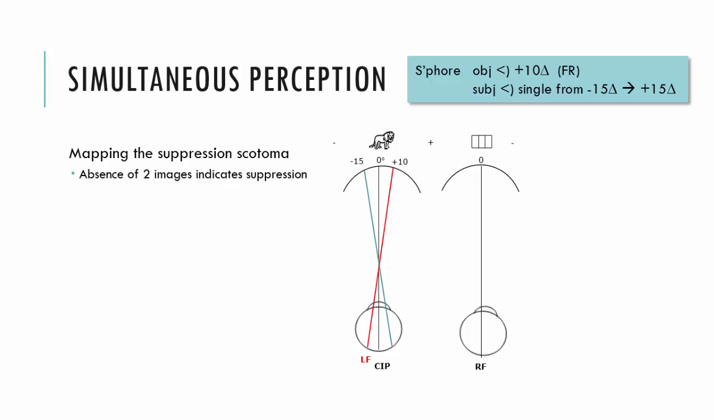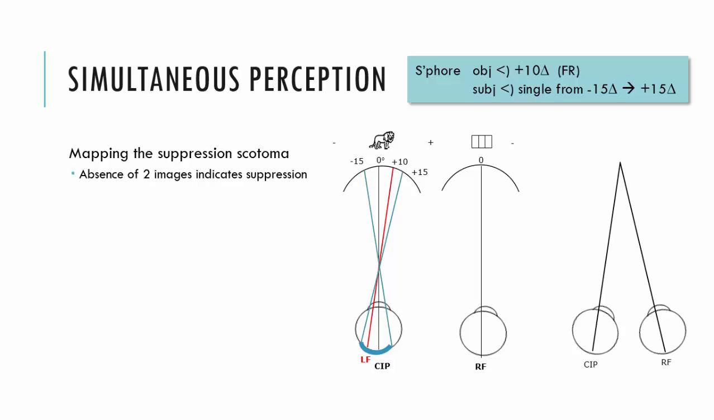Minus 15 represents the border of the suppression scotoma on one end, and plus 15 represents the border of the suppression scotoma on the other end. And so the suppression scotoma is between those two borders, between the plus 15 and the minus 15. We can then translate this to a free space projection diagram. So here we have the patient fixing with the right fovea and the image falling on the CIP of the left eye.